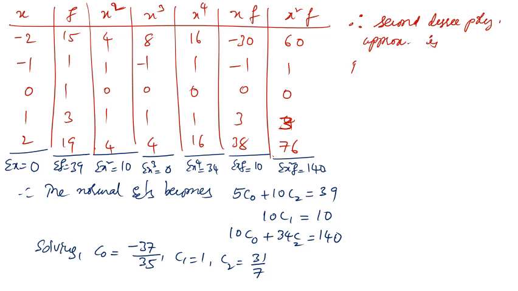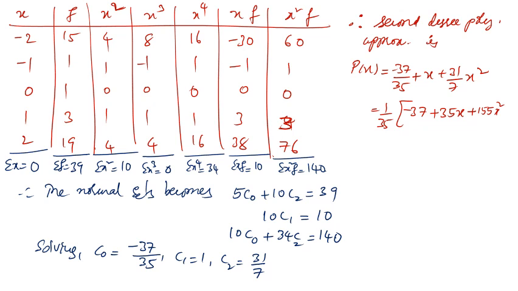is p of x equal to c naught, what is c naught? Minus 37/35, plus c1 x plus c2 x square, 31/7 x square. If I take 1/35 as LCM, this is (-37 + 35x + 155x square)/35. This is the second degree polynomial approximation by using the least square method.